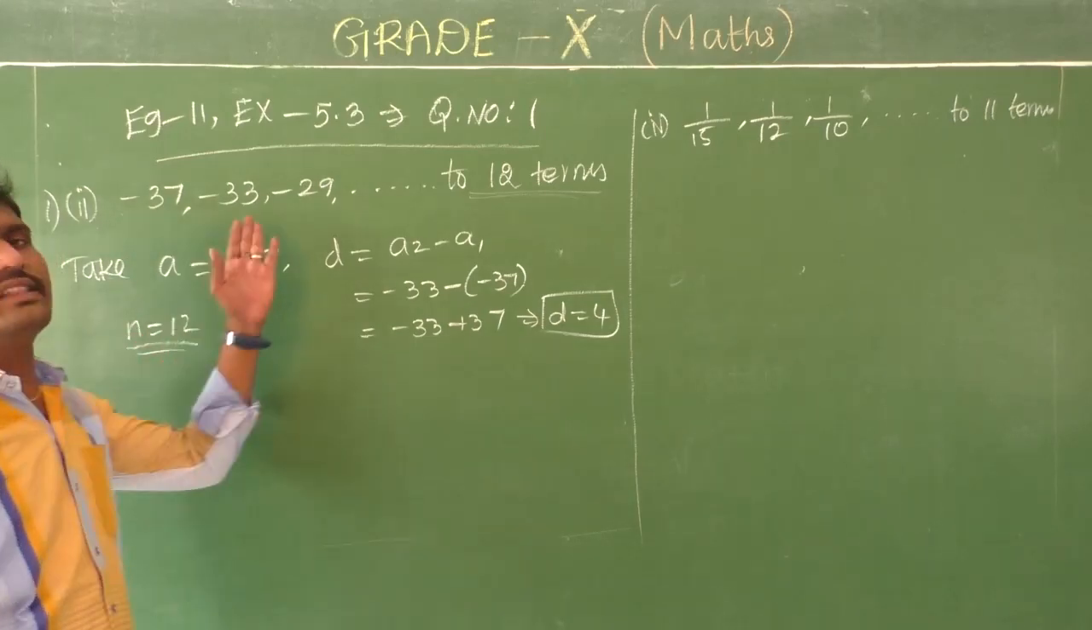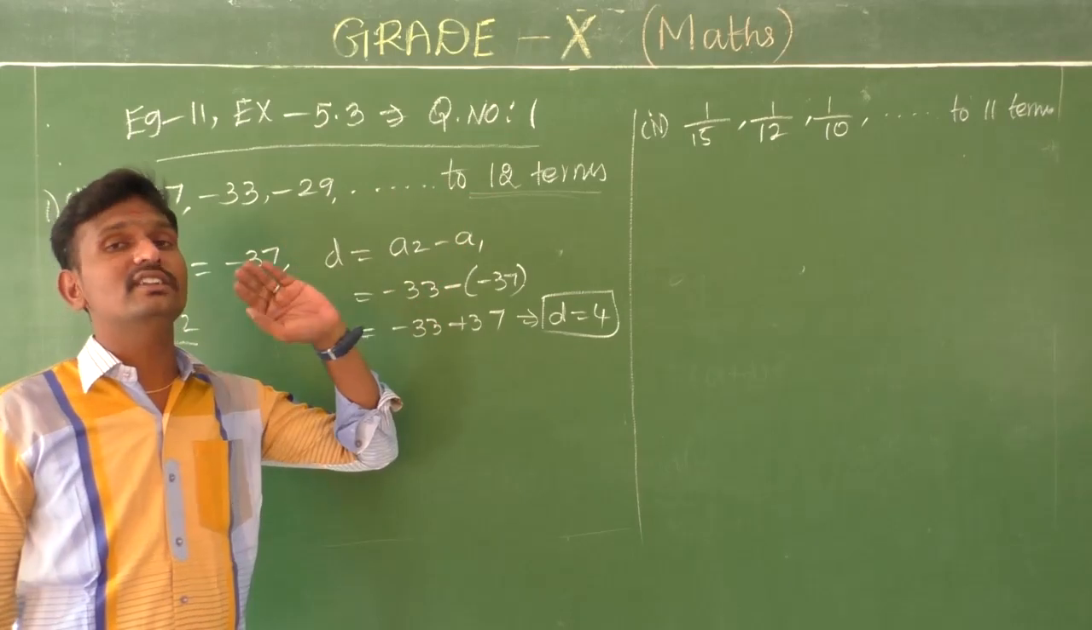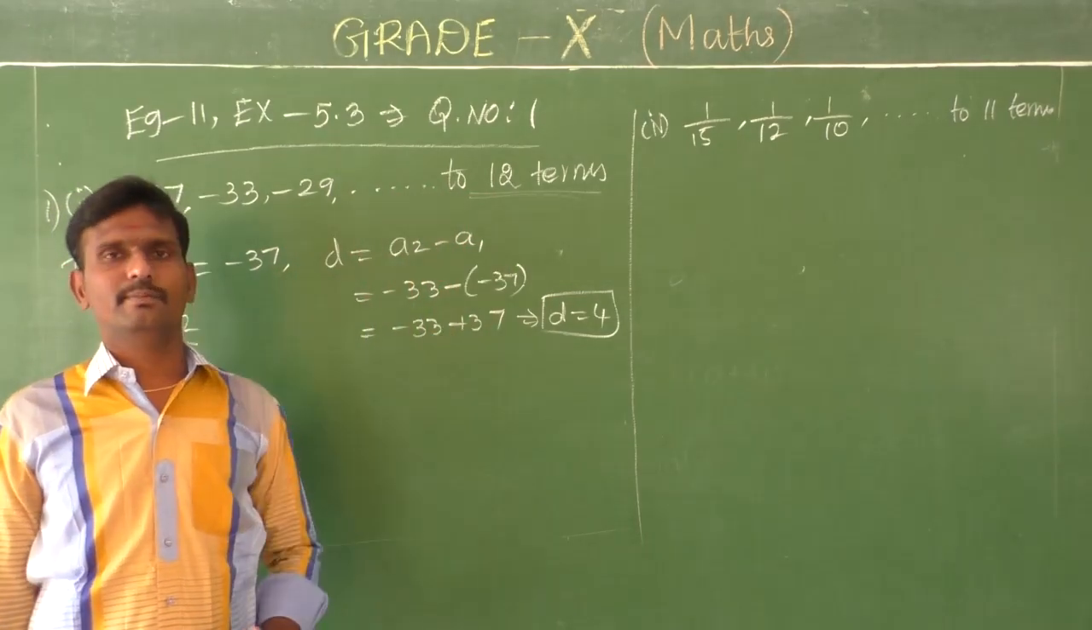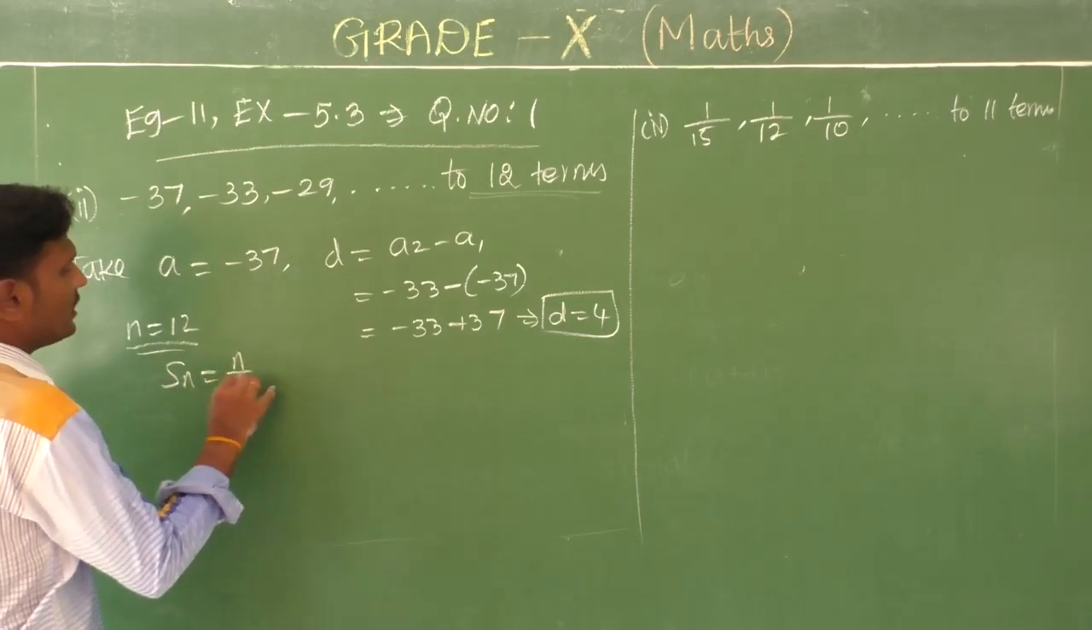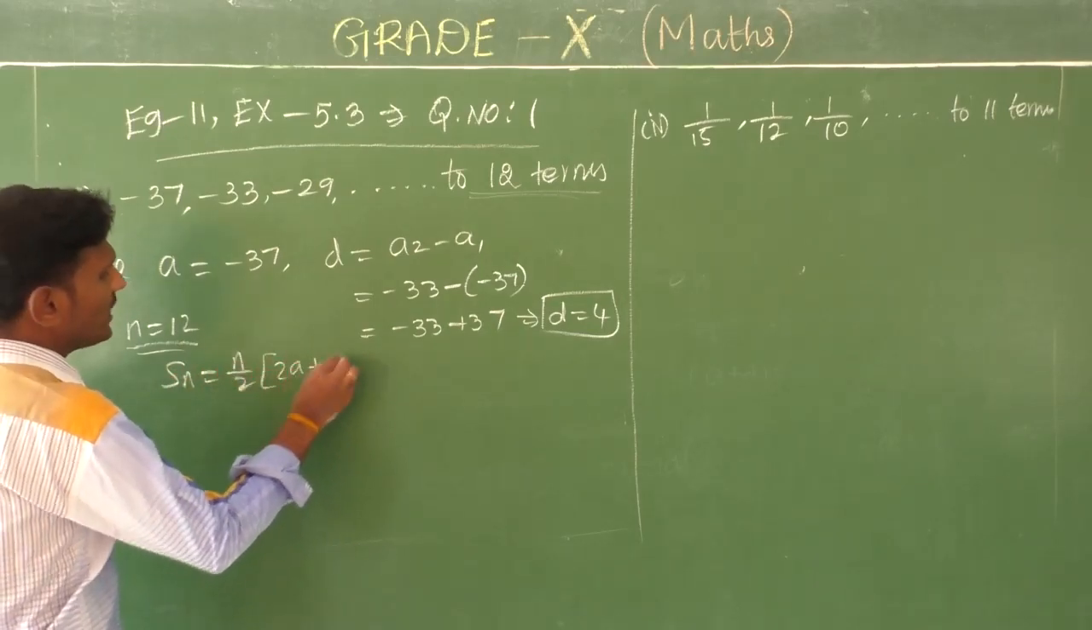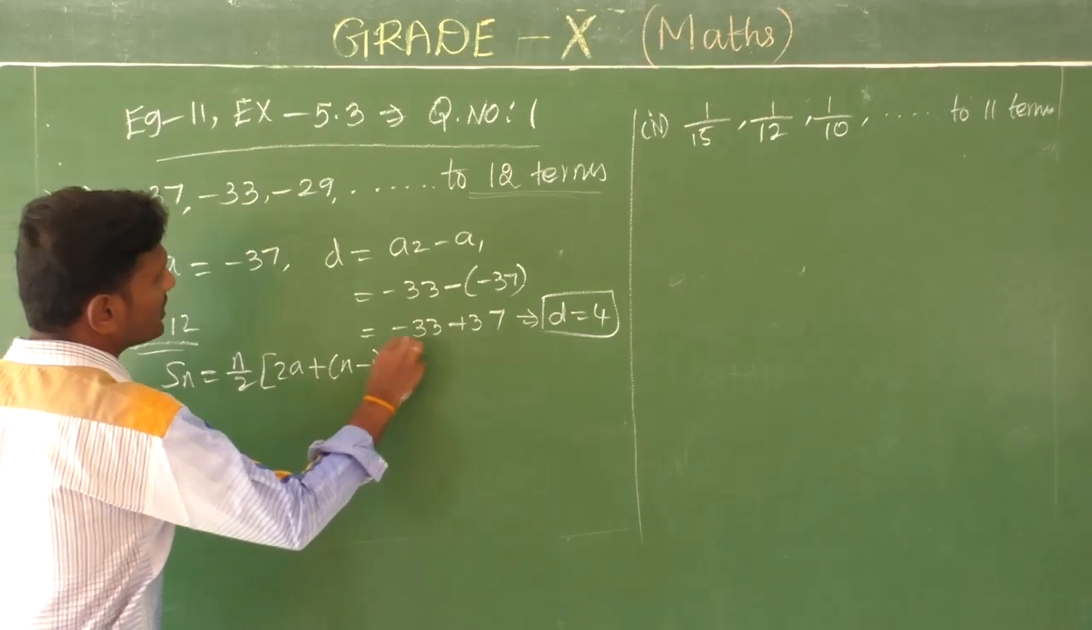Because we need to find the sum of n terms, n equal to 12 terms, sum of 12 terms. Yes, student? Okay. Now first you should write the formula: Sn equal to n by 2 into 2a plus n minus 1 into d.